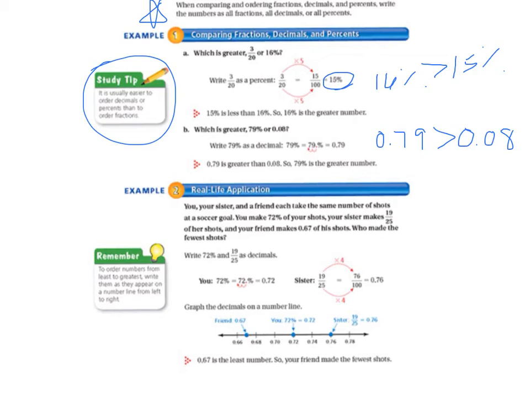When we do that, you see that 72% equals 0.72, and your sister, 19/25, equals 0.76 because we multiply the numerator and the denominator by 4 to get the denominator into hundredths. And then we graph the decimals on a number line. So your friend is at 0.67, you are at 0.72, and your sister is at 0.76. So 0.67 is the least number, so your friend made the fewest shots.